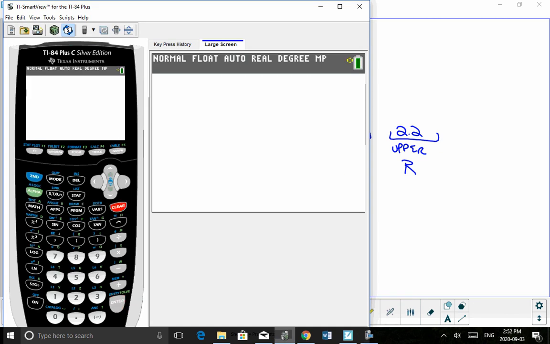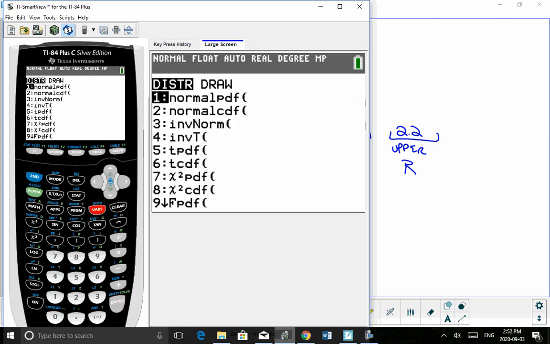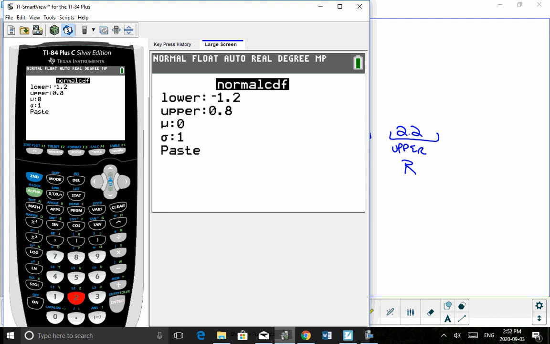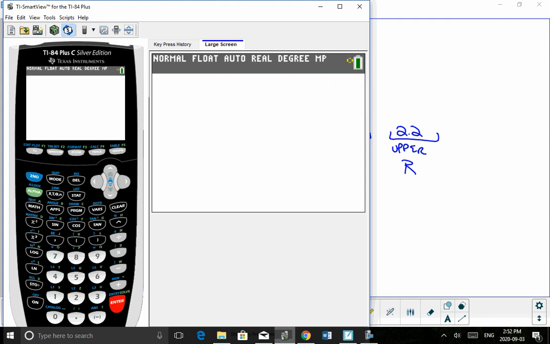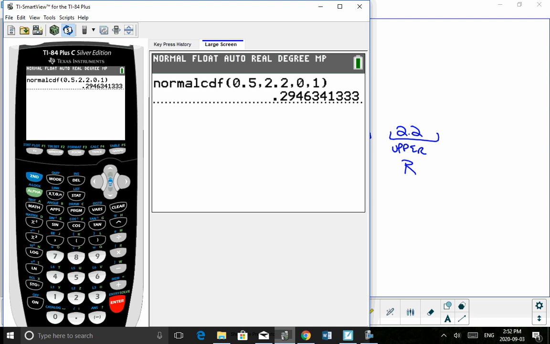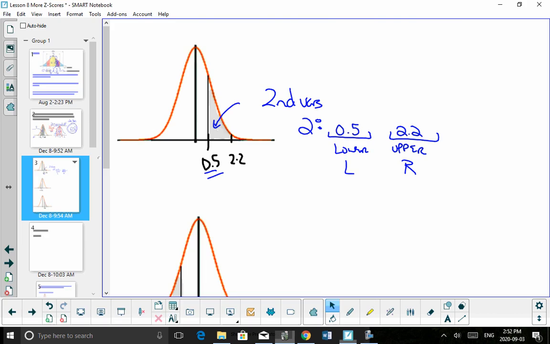Okay, so I'm going to go second vars. I'm going to pick number 2. So the lower is 0.5, the upper is 2.2. Go down to paste and hit enter. And there it is there. So 29 point, and then times it by 100, sorry, to get the percent. So you get out 29.5%.